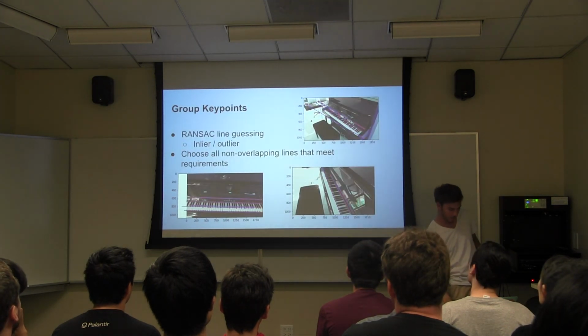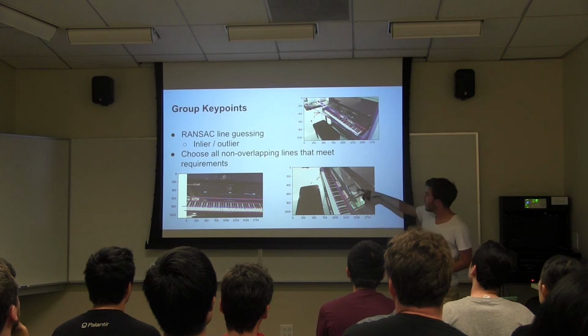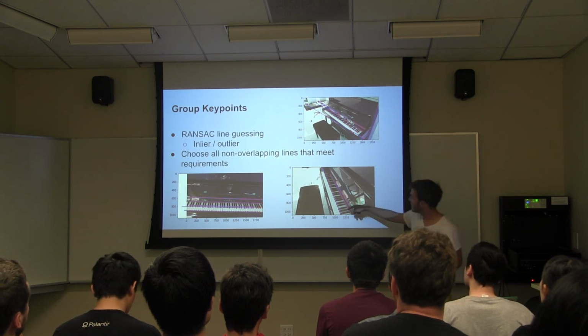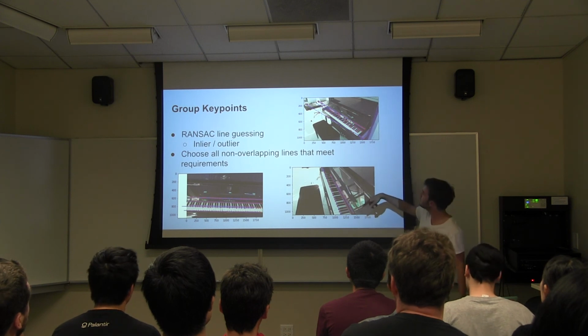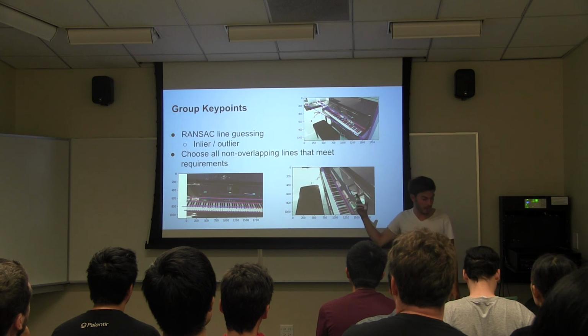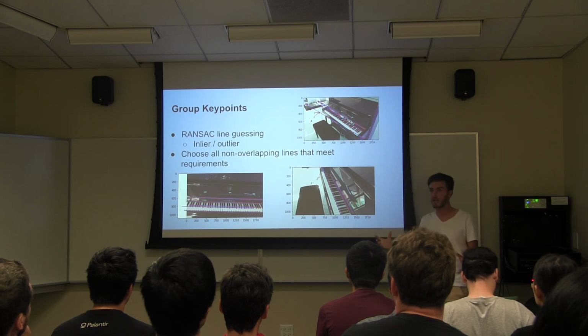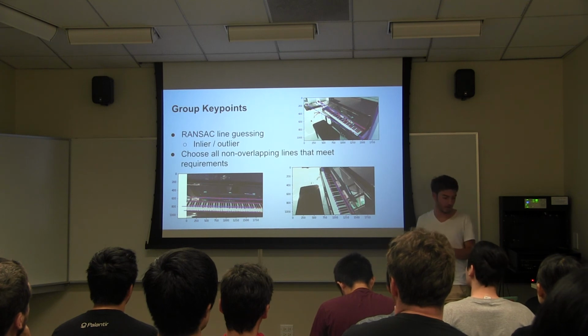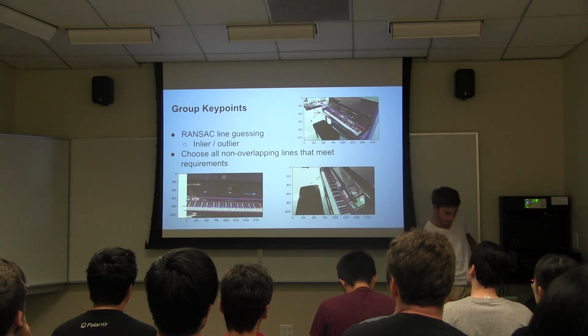Next, I group key points by how well they fit lines, because I can then identify these lines perpendicular to the keyboard. Obviously I sometimes get spurious lines, but I'm using RANSAC to do this: making guesses, finding inliers and outliers, and then choosing the lines that have the most correspondence.